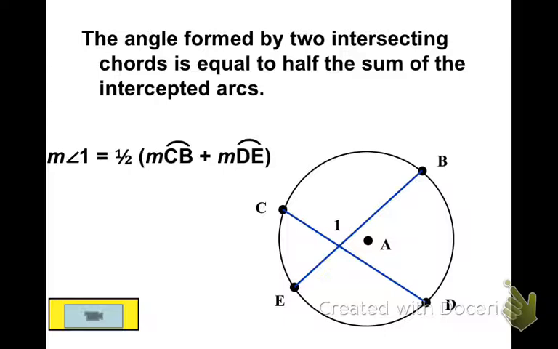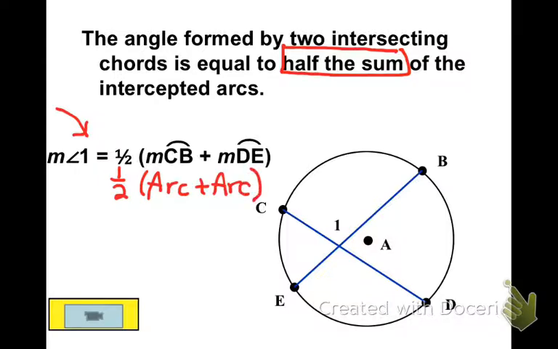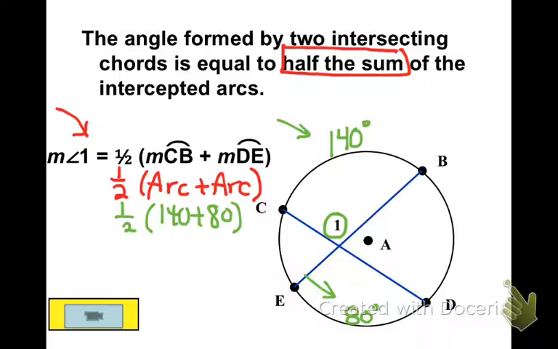So if that's true, the angle formed by 2 intersecting chords is equal to half the sum of the intercepted arcs. So this is pretty much the equation that we would use, or you could think of it as 1/2 arc plus arc. And now we'll put in some number values in practice. If we are trying to find the measure of angle 1, we just say 1/2 of 140 plus 80, and you should end up getting 110 degrees.